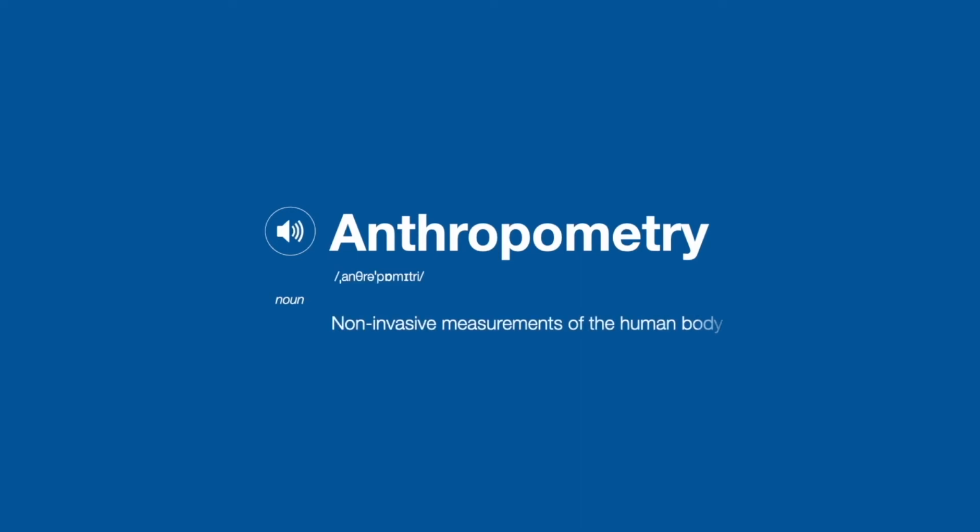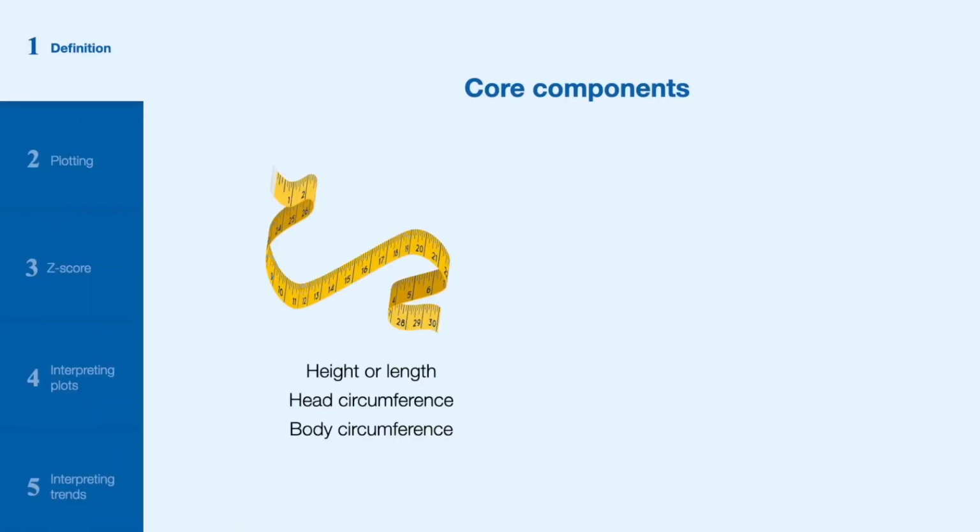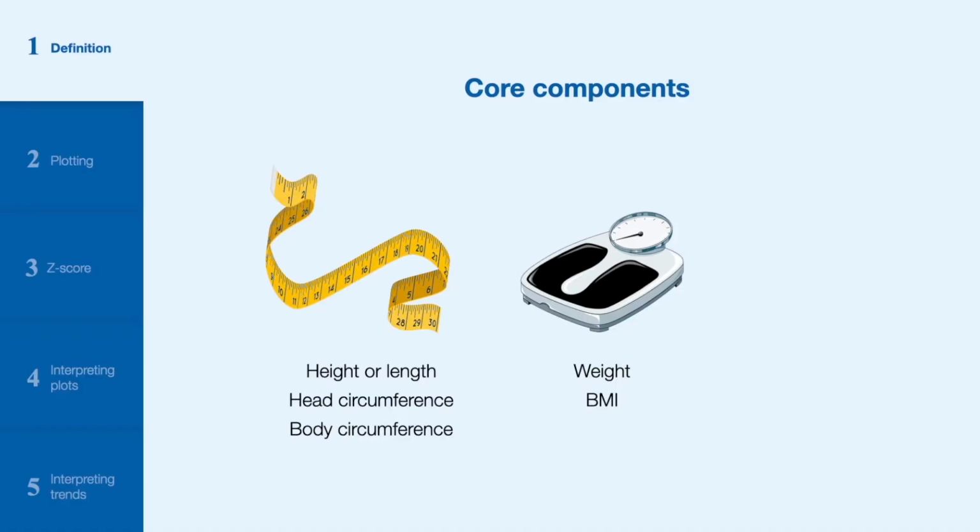Anthropometry is the non-invasive measurement of the human body in children and adults. It is derived from the Greek words anthros, meaning human, and metron, meaning measure. The core components of anthropometry include height or length, head circumference, and body circumference around the waist and hip. This is to assess for adiposity, weight, body mass index or BMI, and skin fold thickness.